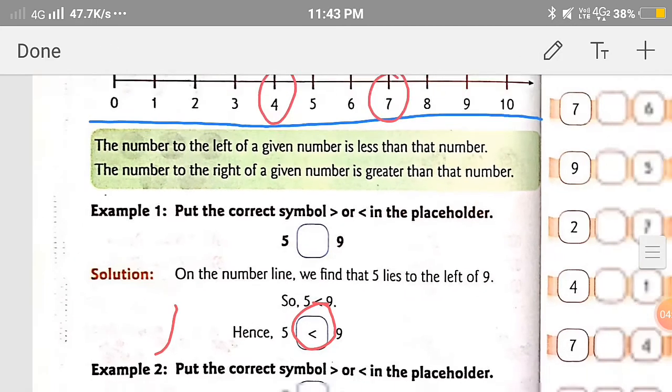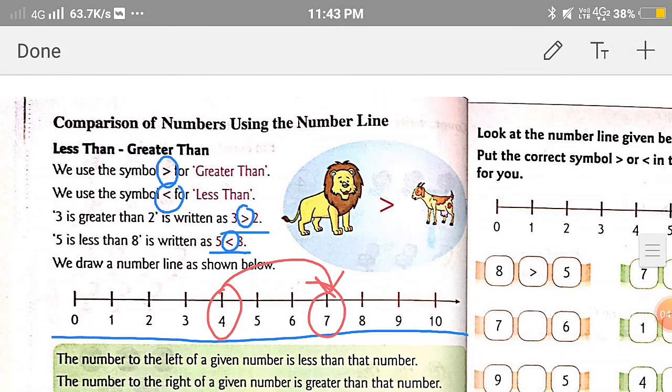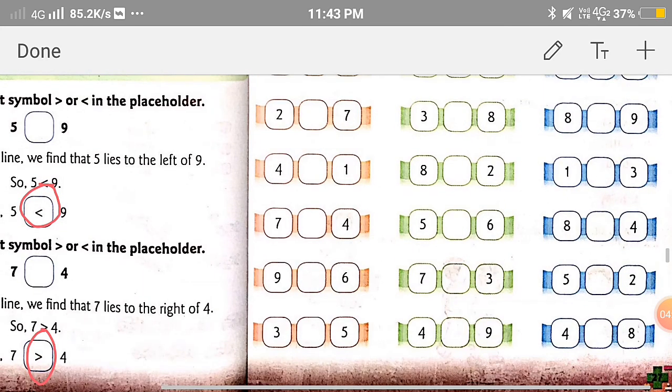So that's all for today. I hope you all have understood this comparison of numbers using the number line. In the next session we will be doing our exercise.